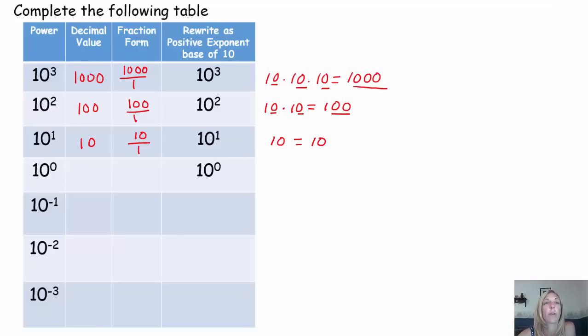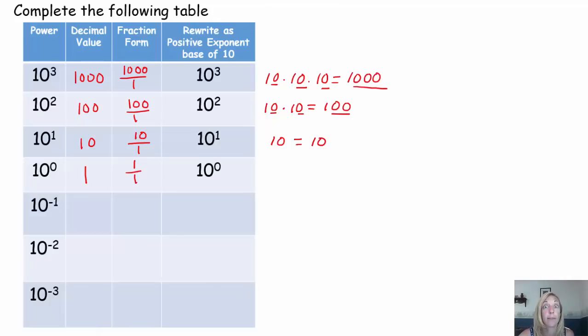Let's look at 10 to the 0. Try to recall what that rule is for any number raised to the 0 power. Hopefully you remember that it's 1. So 10 to the 0 is actually 1. And how I write 1 as a fraction is just by putting it over 1, just like the other numbers. So 1 over 1.